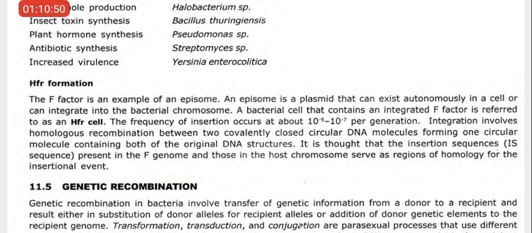Integration occurs by homologous recombination between two covalently closed circular DNA molecules, forming one circular molecule containing both of the original DNA structures. It is thought that the insertion sequences present in the F genome and those in the host chromosome serve as regions of homology for the insertional event.